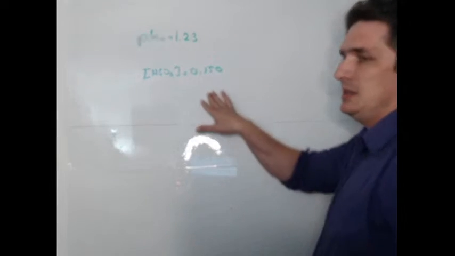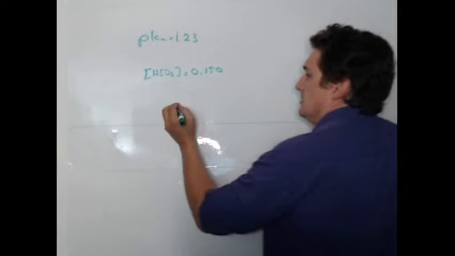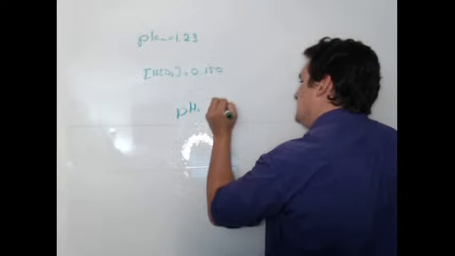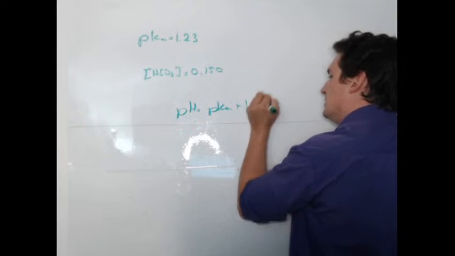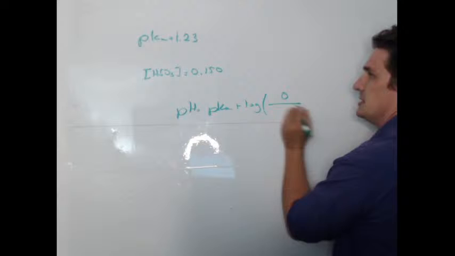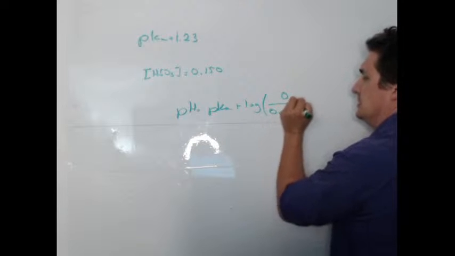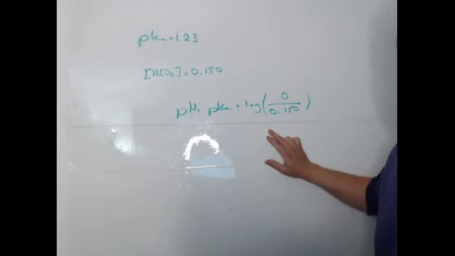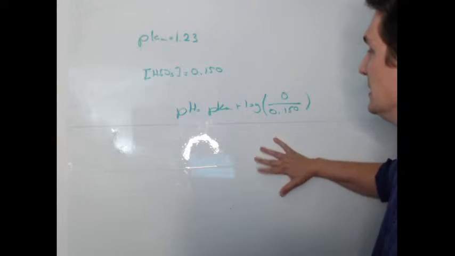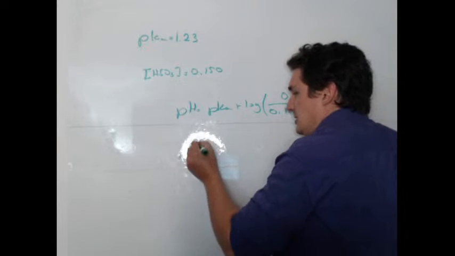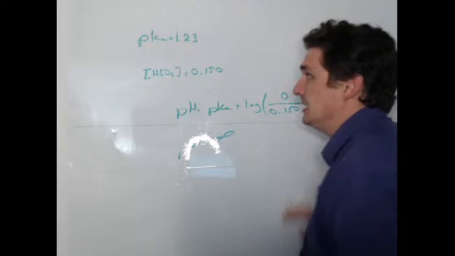The reason you can't use Henderson-Hasselbalch in this case, if you look at pH equals pKa plus the log of the conjugate base, which is 0 in this case, divided by 0.150. The log of 0 isn't defined. This ends up approaching infinity. So you'll actually get the pH equals infinity.